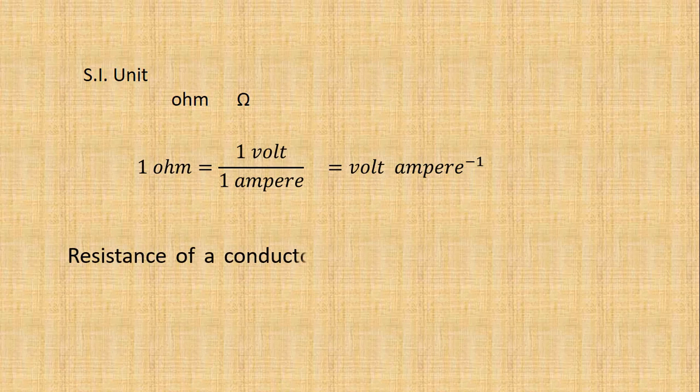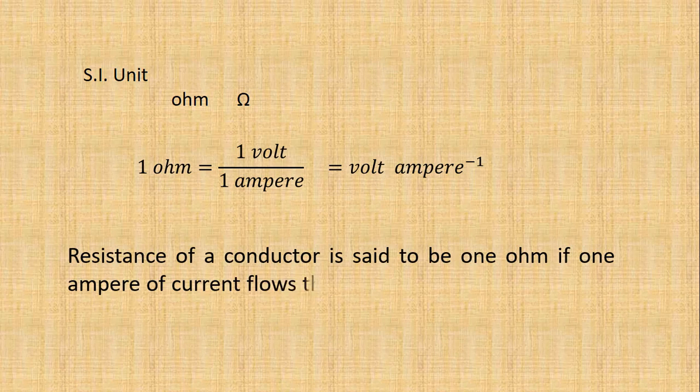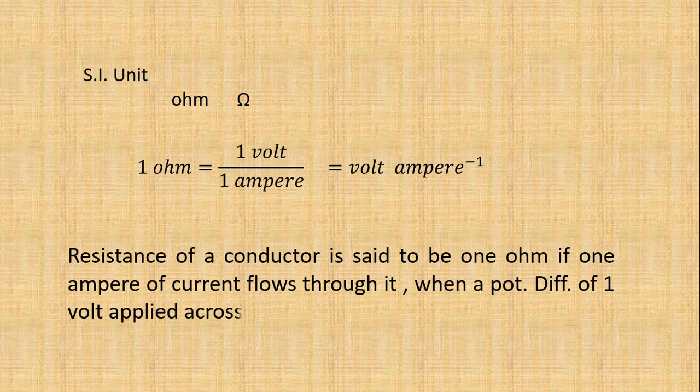If we want to define 1 ohm resistance, we can simply define it like this: the resistance of a conductor is said to be 1 ohm if 1 ampere of current flows through it when a potential difference of 1 volt is applied across it.